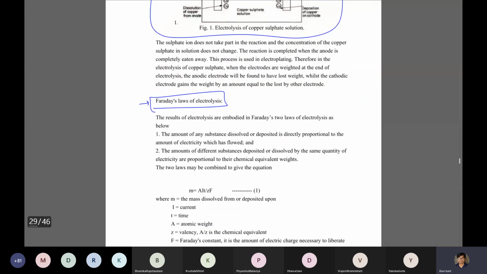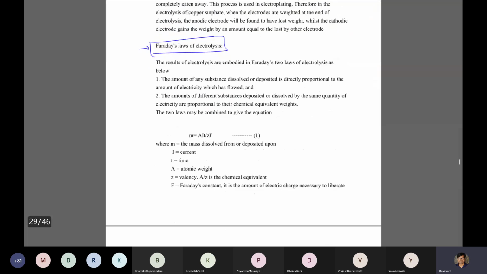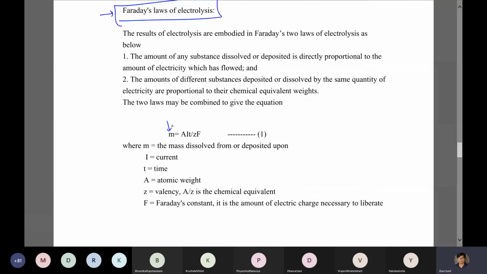Yes, Faraday did this experiment long back, and he found that the mass is directly proportional to the area of your plate. The current that is being provided is directly proportional, and the time also, and it is inversely proportional to the valency of your metal. And you may ask why it is inversely proportional.